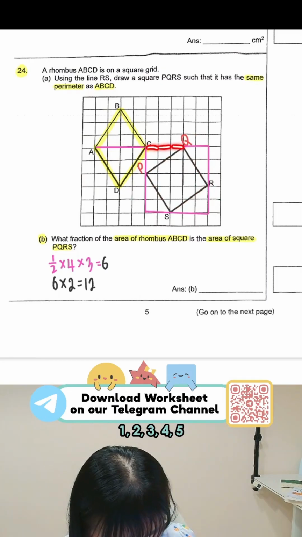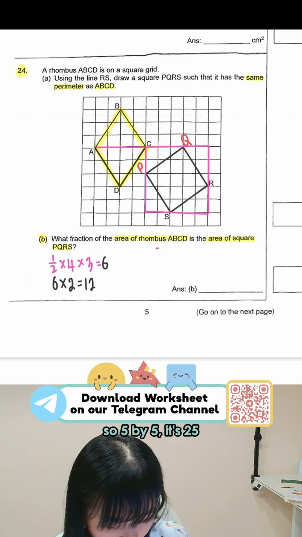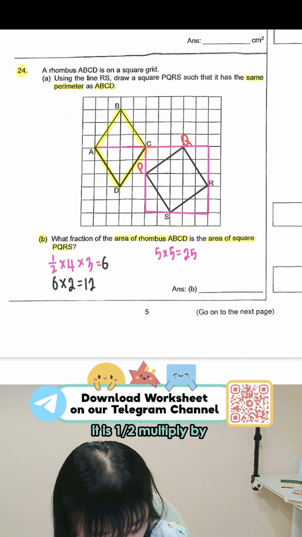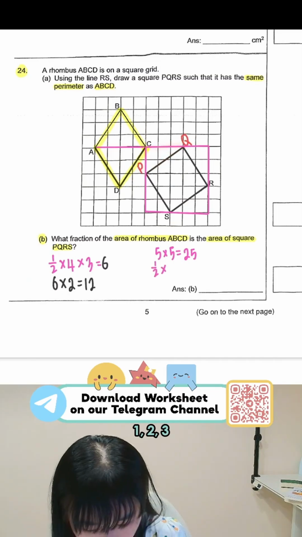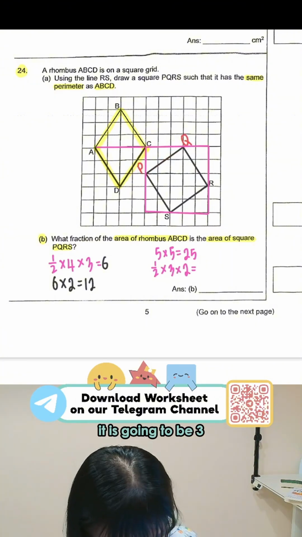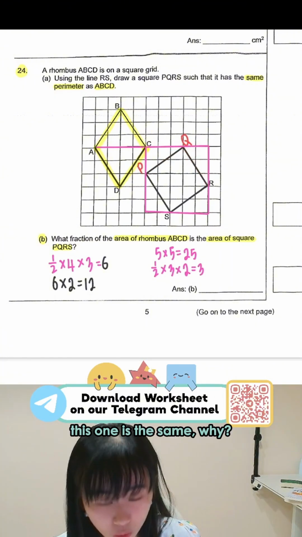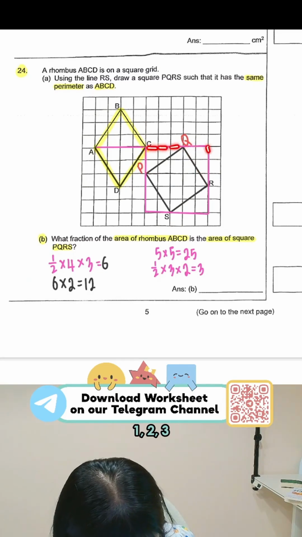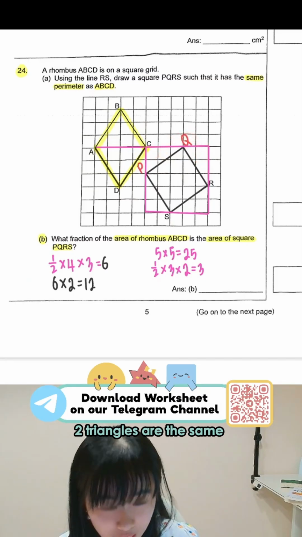1, 2, 3, 4, 5. 1, 2, 3, 4, 5. So 5 by 5, right? Okay, is a 25. Now I'm going to find this one. It is half multiplied by 1, 2, 3 multiplied by 1, 2. It's going to be a 3. This one is the same. Why? Because base is 2. The height is 1, 2, 3. So you know that these two triangles are the same.